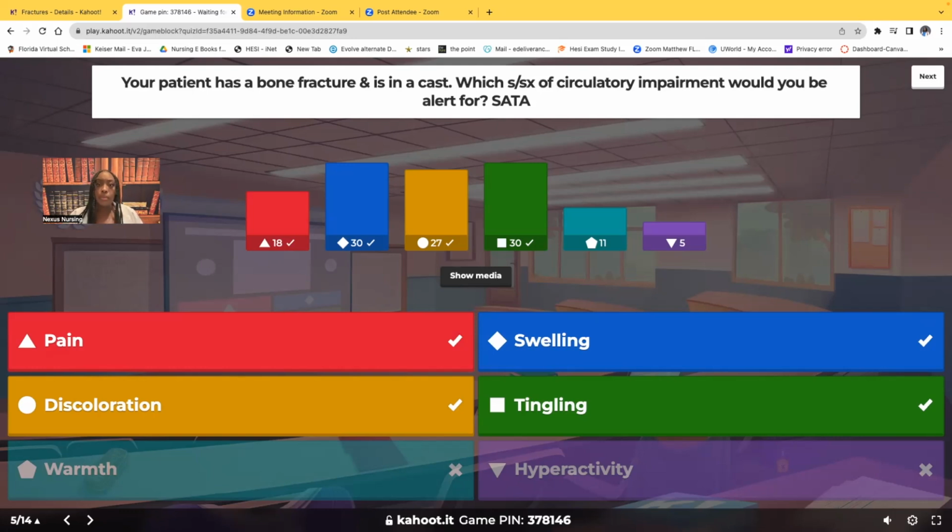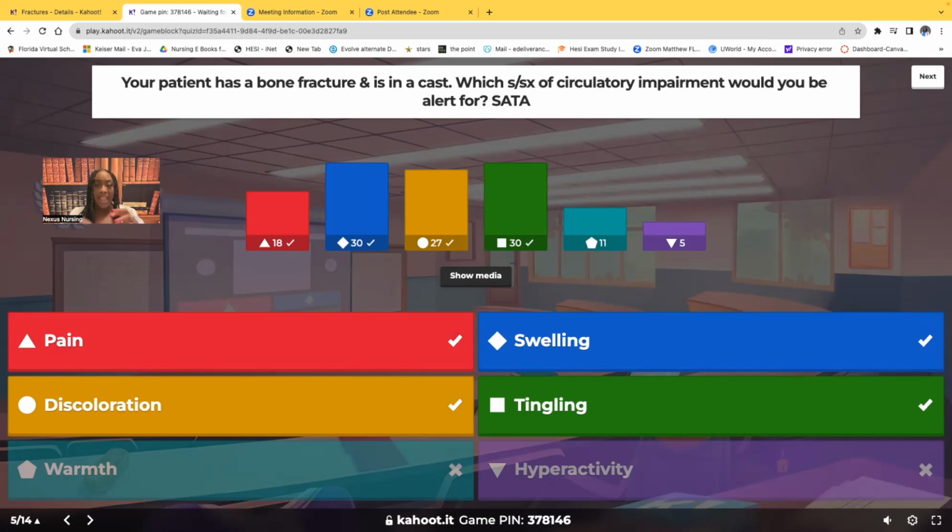Swelling. Yup. Decreased circulation, that fluid's not moving. So guess what? It's going to accumulate in one spot. You're going to see swelling. Absolutely. Discoloration. Guess what? Your skin's nice and pink because of blood flow. So if the blood's not circulating the way it's supposed to, instead of seeing the skin pink, that area is going to be what? Pale, or even worse, blue.